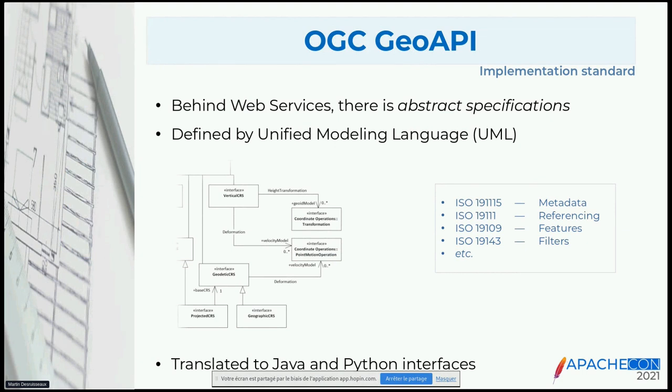The standards that we are implementing right now are shown in this slide, the main ones. It's an implementation from the point of view of the abstract specification because we target some specific language, Java or Python. It's implementation neutral in that it's only interfaces, with no code doing the actual work.